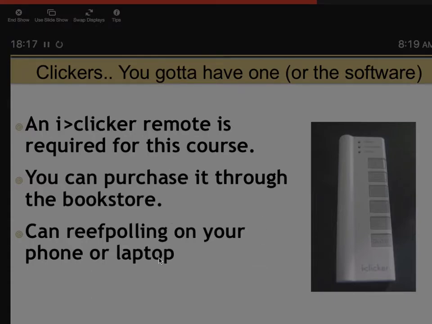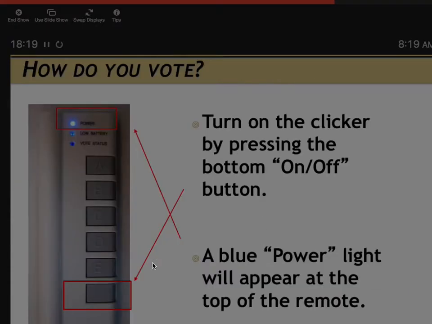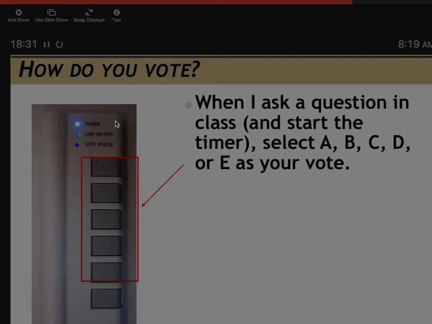Reef polling on your phone or laptop, either of those is okay. Just to make sure people understand how to use your clicker, if it's your first semester, you hold the button down on the bottom, and a blue light shows up on top, then you know it's working. When you get asked a question, you enter one of A, B, C, D, or E, depending on how you want to vote.